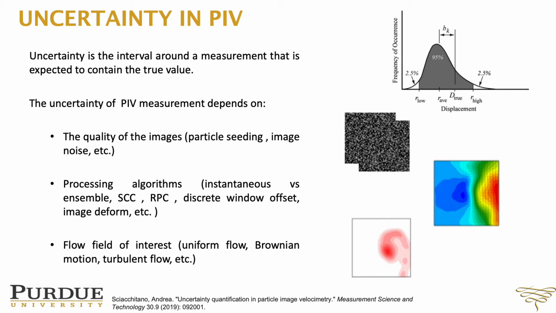For example, if you have a uniform flow where all the particles are moving with the exact same displacement, then the uncertainty of your velocity estimation for that flow field is a lot different than the uncertainty in velocity measurement of a flow field where the particles' displacements are contaminated with some Brownian motion or randomness.